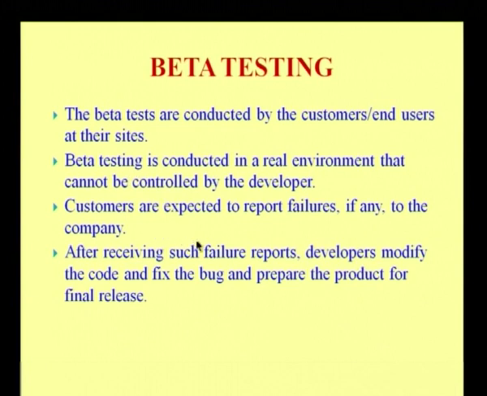The customers are expected to report failures, if any, to the company. After receiving such a failure report, developers modify the code, fix the bug, and prepare the product for final release. So any errors pointed out by the customer through beta testing will be referred to the corresponding developer at the developer site, and the rectification will be made and given back to the customer for the next level of testing.